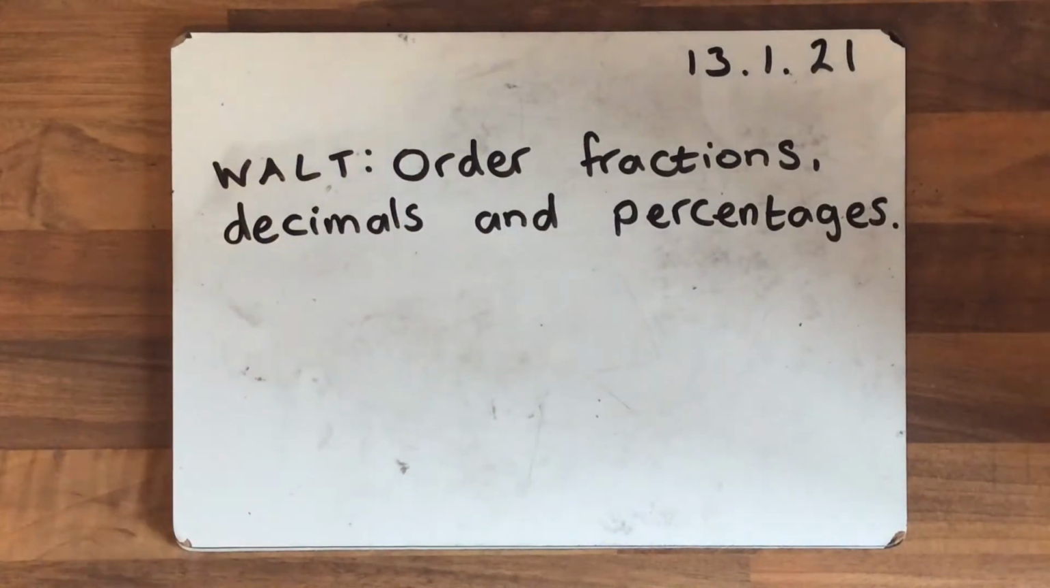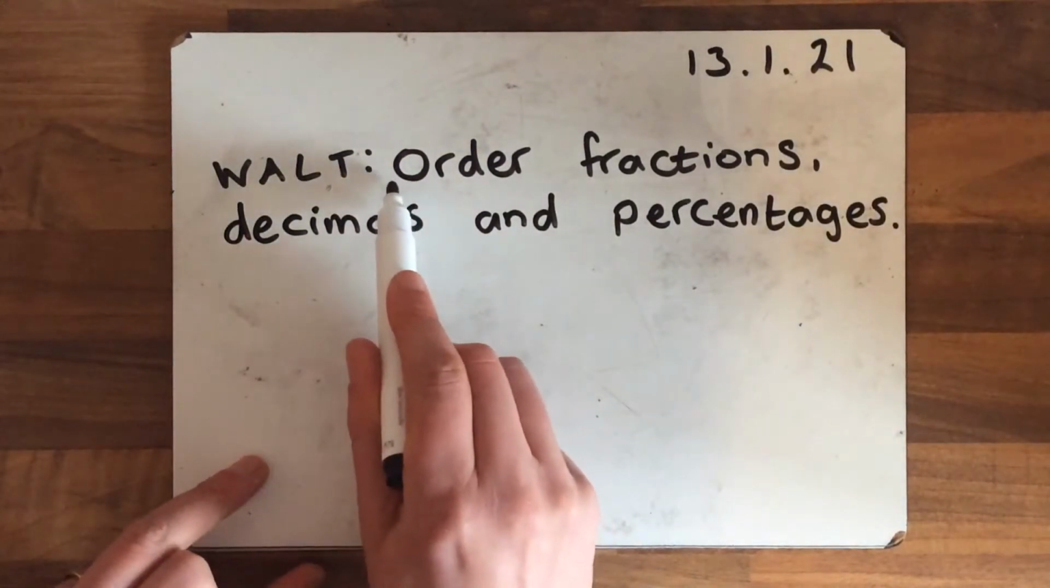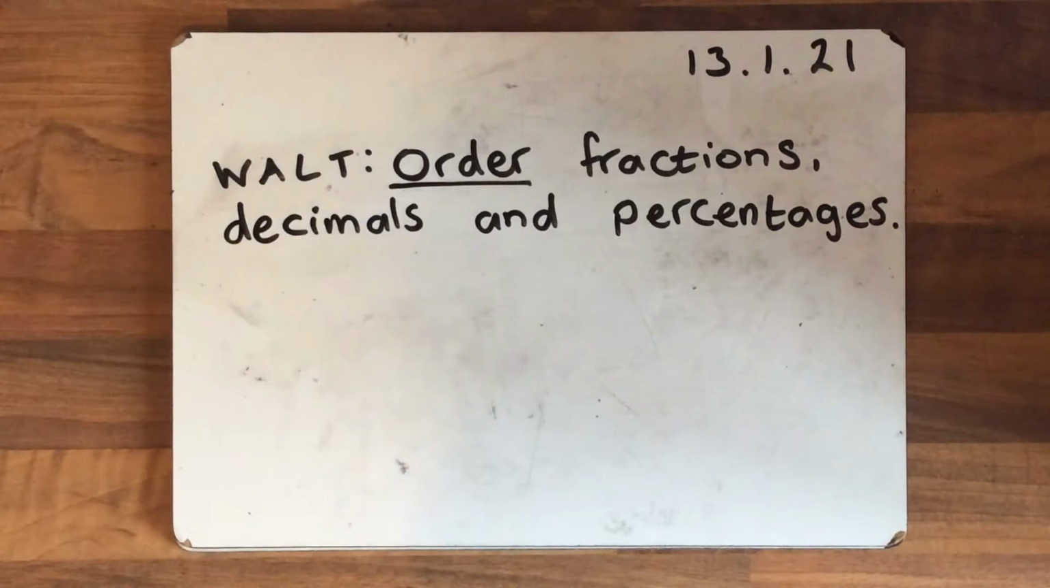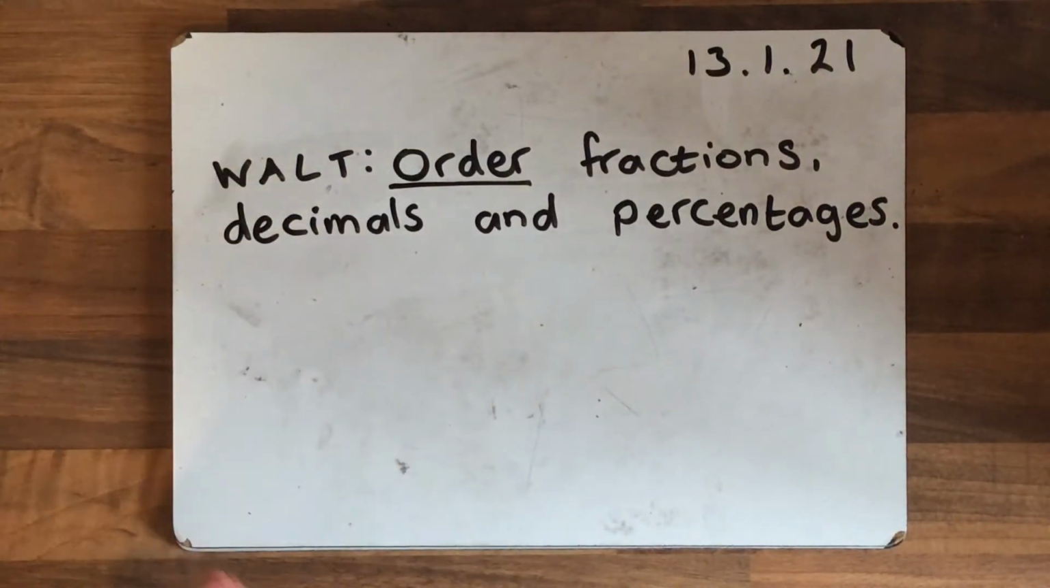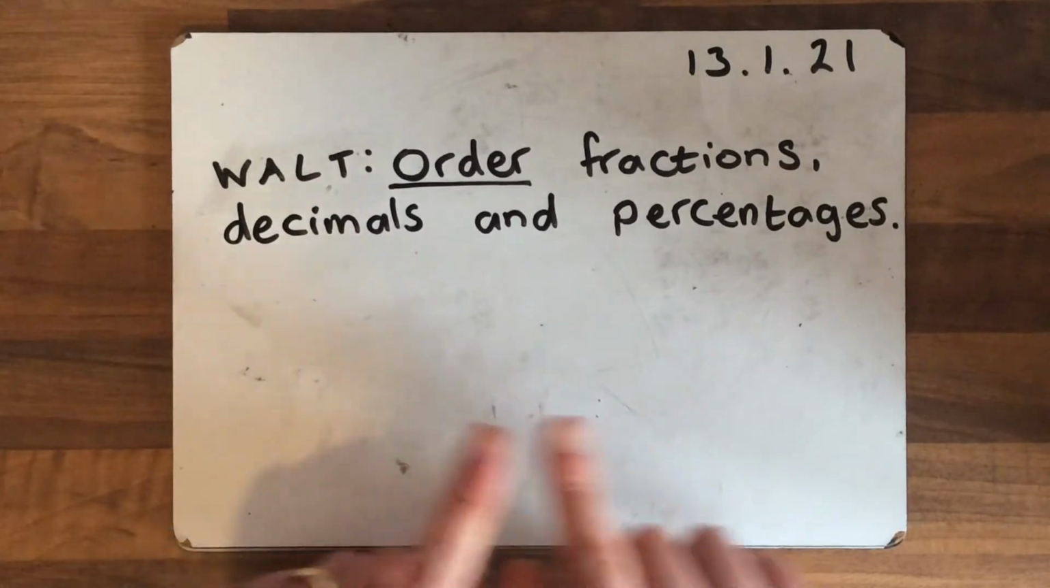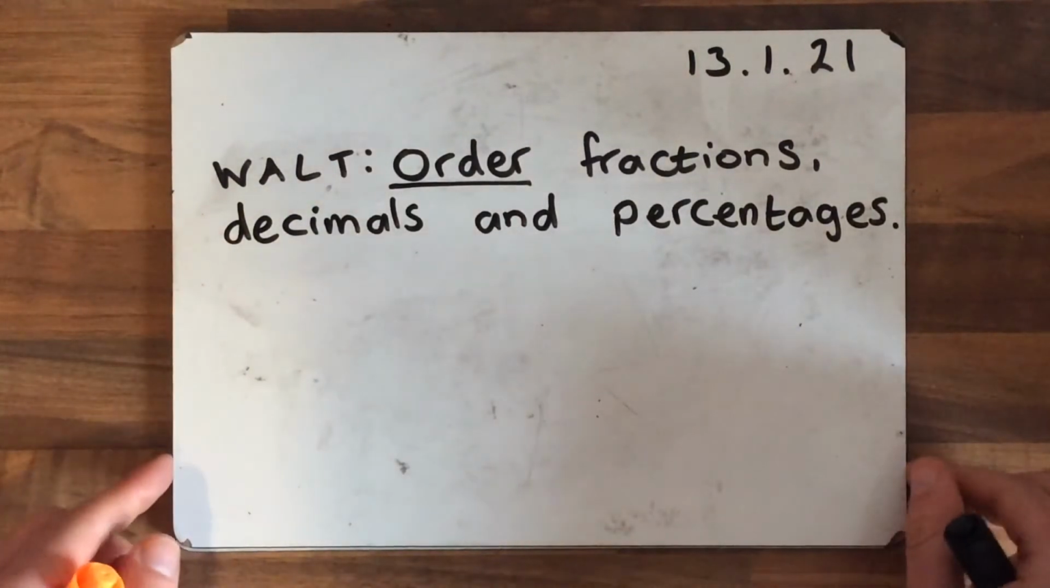Today the difference in the learning is that we're looking at ordering fractions, decimals and percentages from smallest to largest. And it's a really useful skill for you to be able to do this. Questions like this come up all the time in primary school and especially in high school, and it's just a really good life skill as well. So that's what we're learning to do: ordering fractions, decimals and percentages from smallest up to largest.